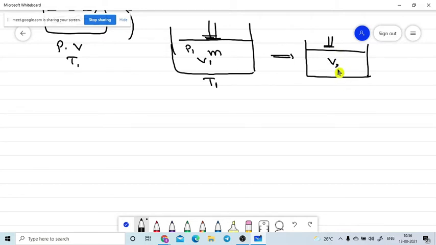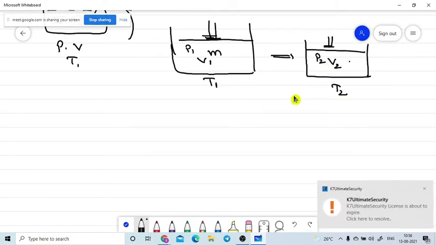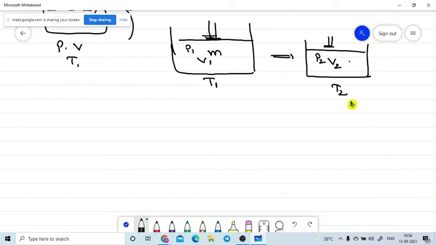The volume changes to V2, the temperature is T2, and the pressure is P2. This is the question. But what I told you, mass must always be constant throughout the experiment.